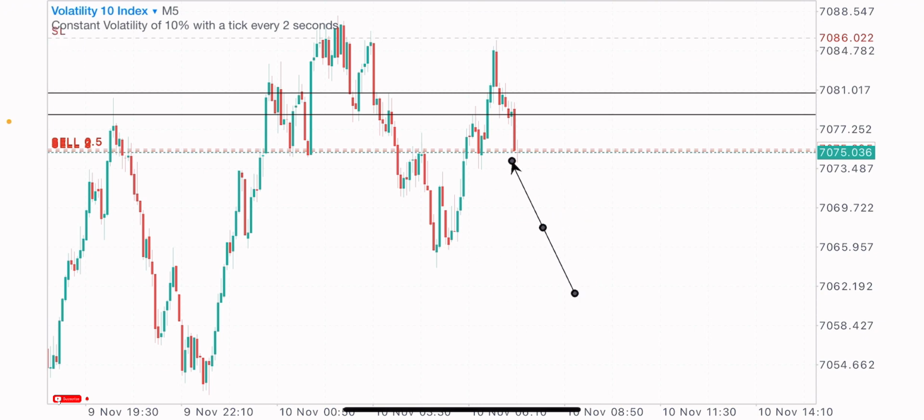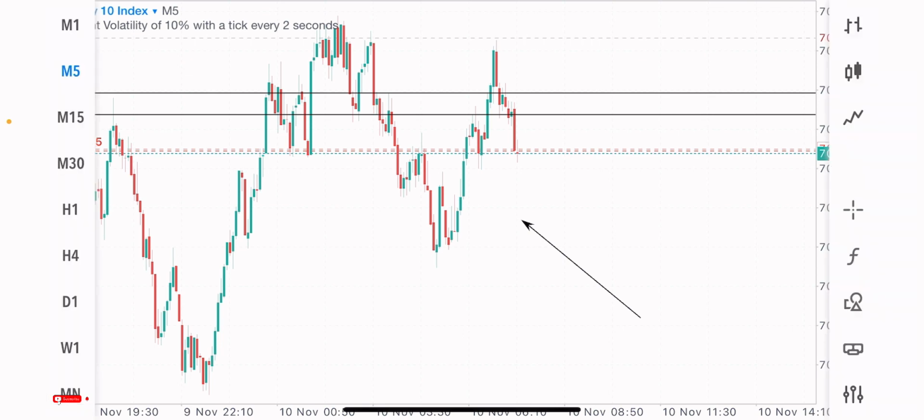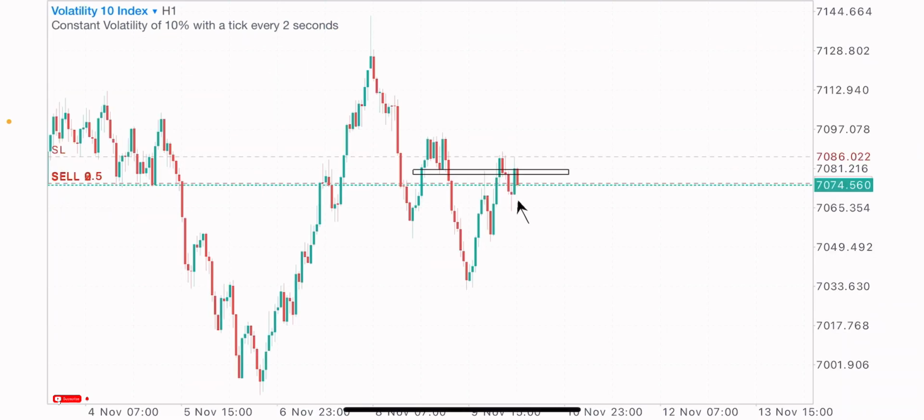Why did I predict the sales at this spot? I'm expecting price to sell to the downside. I'm expecting price to sell in the coming hours and days basically on V10 index. So looking into all of that in today's video: market analysis, my reasons for selling this index, and all of that.